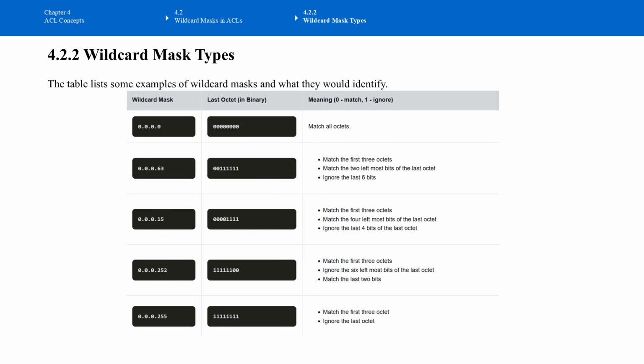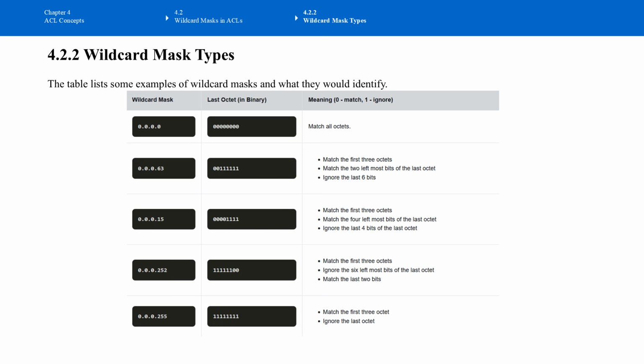Here we have examples of the wildcard mask. The first one, the wildcard mask is 0.0.0.0. Let's take a look at the last 0, which is the last octet. Convert that decimal number 0 to 8-bit binary, we get 00000000. The meaning is match all bits, match all octets.